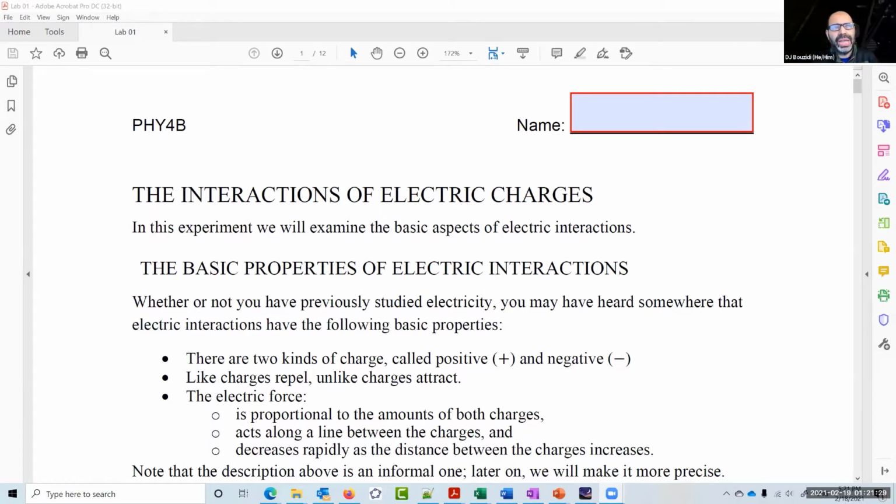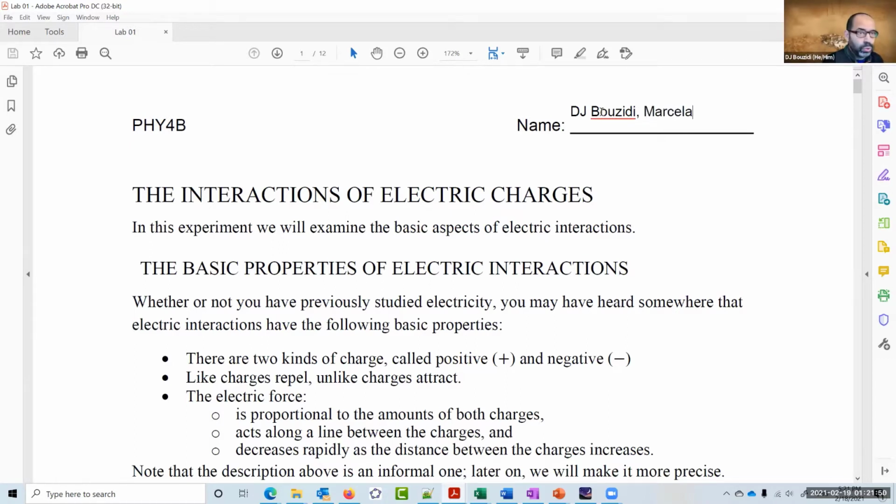You have to have your name on here. So if I'm doing this report, my name is actually DJ Bouzidi. Let's say, for example, I worked with Marcella on this report, so I'm going to include her name in there. It is very, very important you include everybody's name who worked with you on this. Marcella, for example, if there are not too many Marcellas in the class. And one of a kind, that's why.